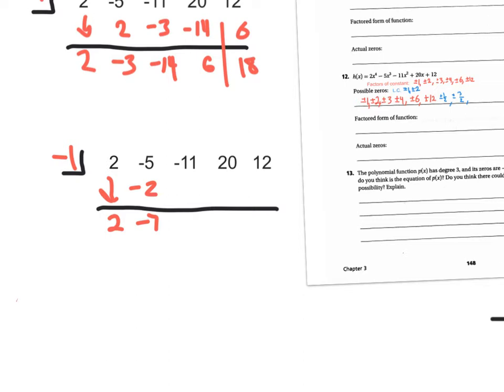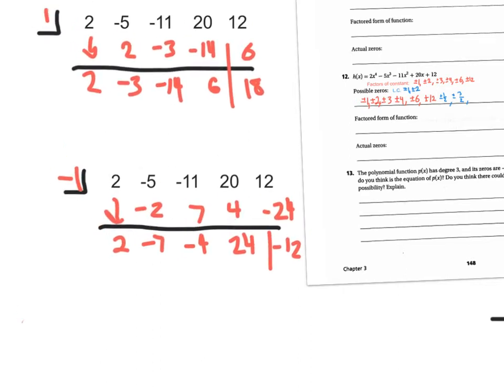And then negative 1 times negative 7 is positive 7. Negative 11 and 7, that's negative 4. Negative 1 and negative 4 is positive 4. That's going to be 24. Negative 1, that's not going to work either because it's not going to give us 0 as an output. It gives us negative 12. Man, strike 2.